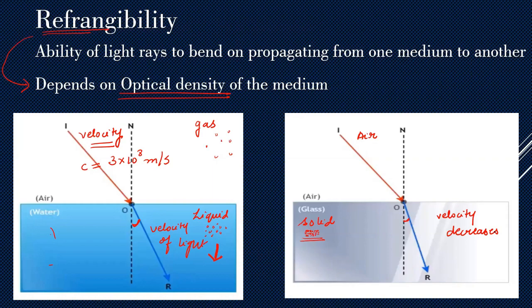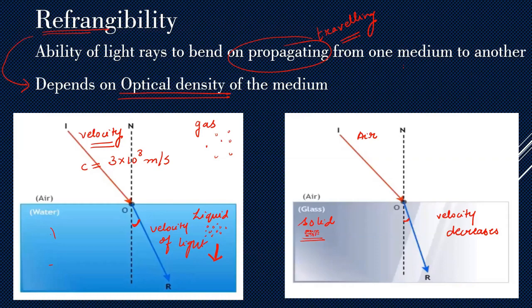Refrangibility means the ability of the light rays to bend on propagating. What do you mean by propagating? Propagating means traveling from one medium to another. Okay, traveling from one medium to another. So it is the ability of the light rays to bend on propagating from one medium to another.